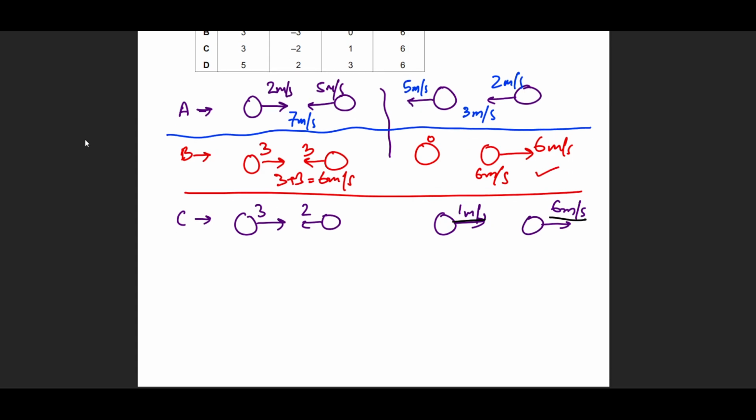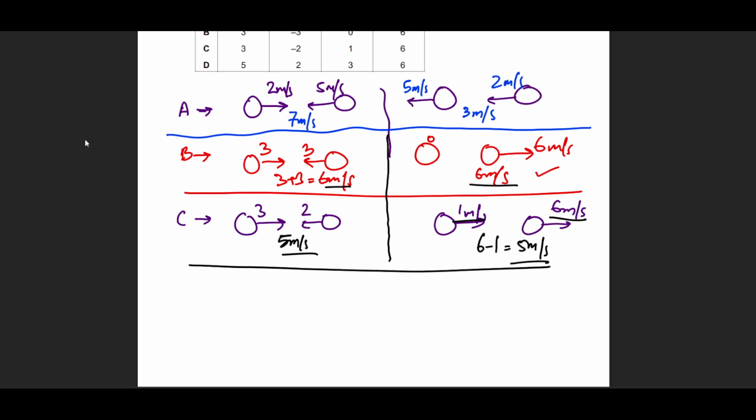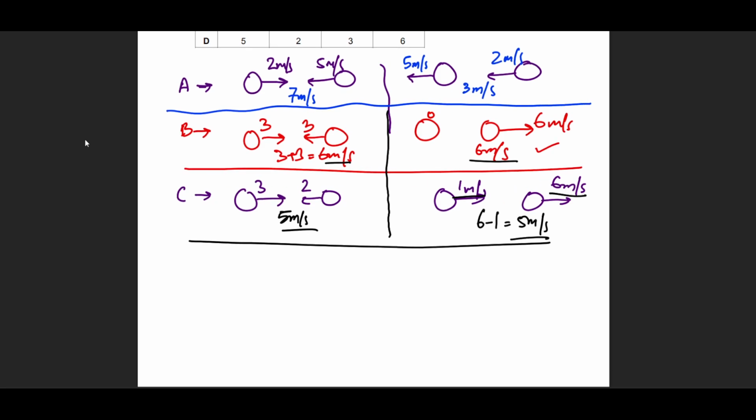So it looks like an elastic case, but let's, for the sake of example, solve this. So this is opposite direction, so this will be 3 plus 2, which is 5 meters per second. This is same direction, so it will be subtraction, so 6 minus 1 leads to 5 meters per second. Again, before and after, exactly the same in terms of relative speed.